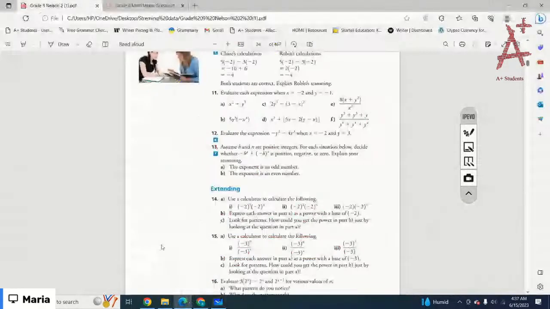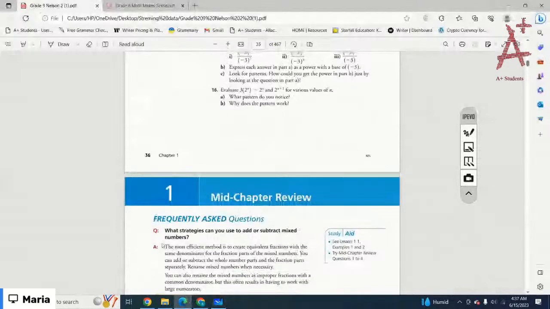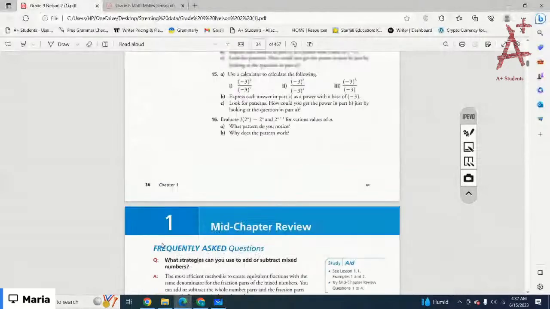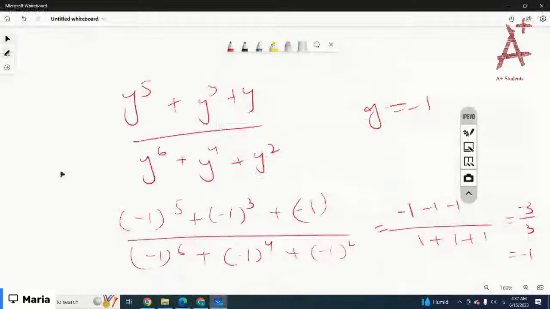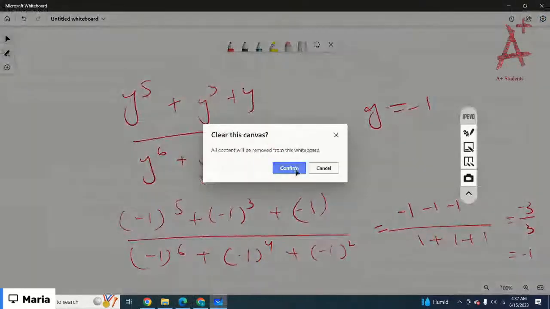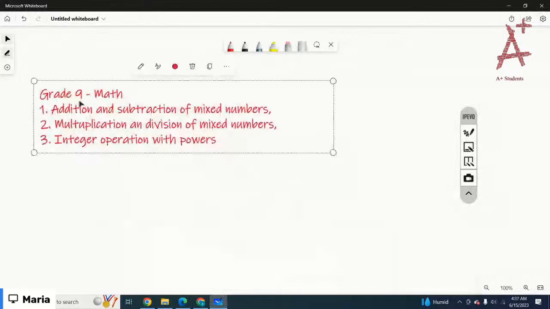Okay, you can complete the rest of the questions by yourself later today. So if you need more help with any of the lessons, you can contact any tutor on the Skype. They are available from Monday to Friday, 5 to 9. Got it? So in grade 9 maths, we've started with the chapter rational numbers. Lessons we have covered today are addition and subtraction of mixed numbers, multiplication and division of mixed numbers, and then addition operation with powers. Got it?